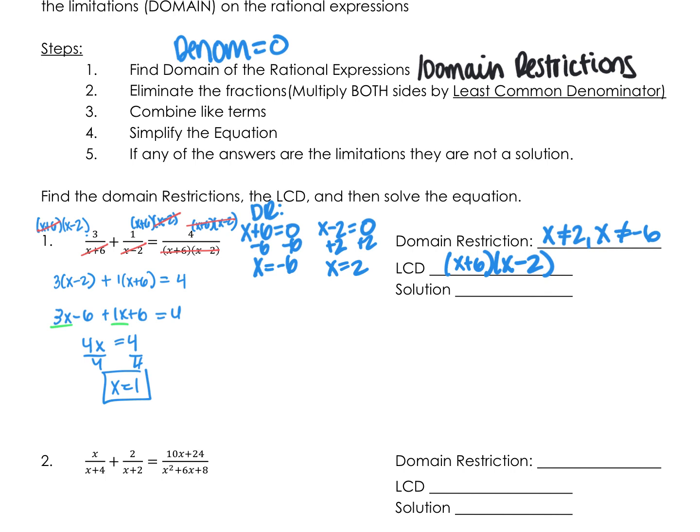Now you do want to check that with your domain restrictions. Does that cause any conflict with our domain restrictions, x equals 1? No, so that one's okay. It's a solution. So our solution is x equals 1.